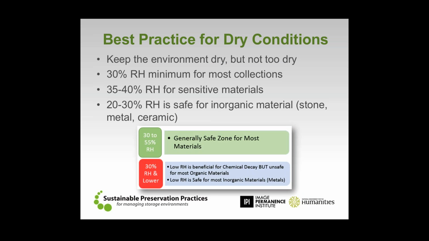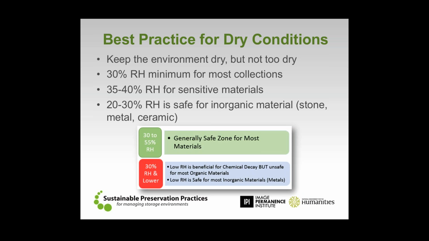So, best practices for dry conditions: what is it that we want to stay away from? Well, we certainly want what we would describe as a moderate moisture content within our preservation environments. For most materials, this will equate to about a 30% relative humidity condition as the driest that we would want to go. For book and paper, for most typical library and archives collections, 30% is an acceptable minimum.